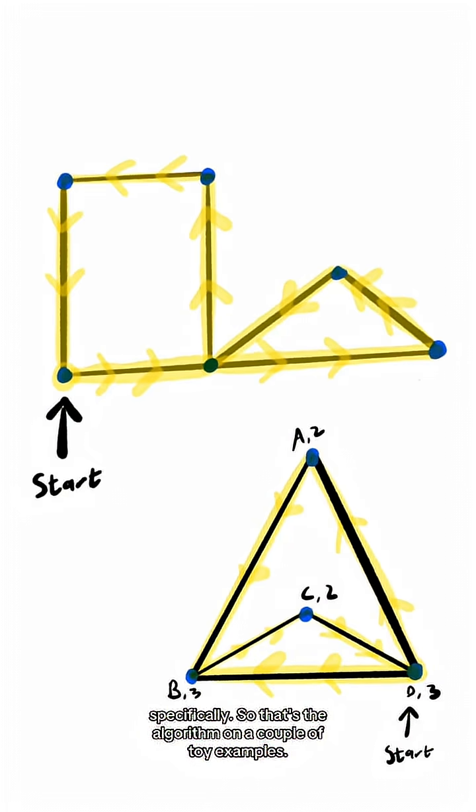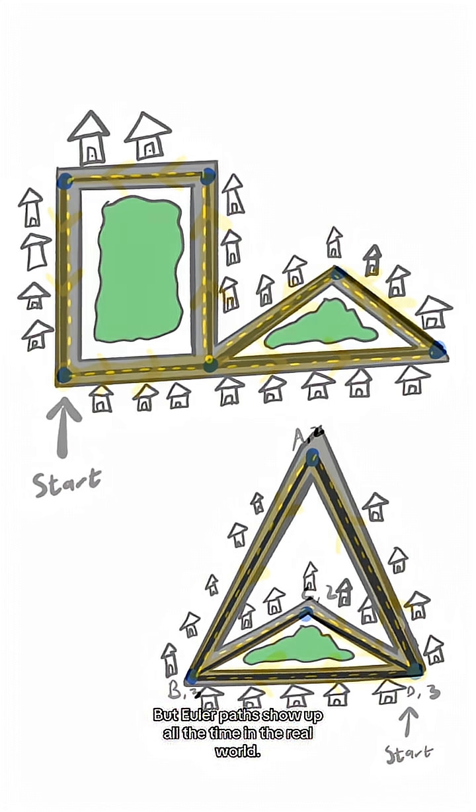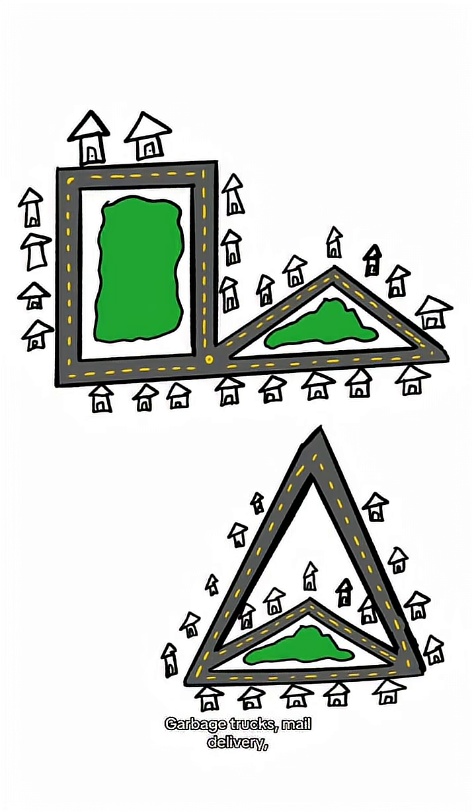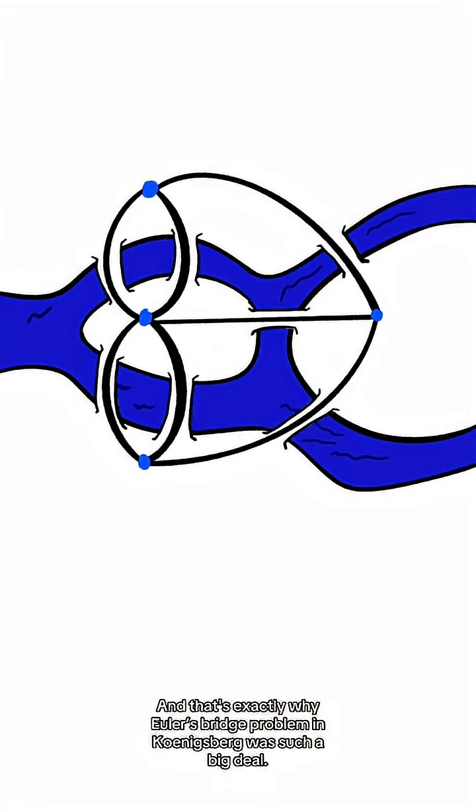So that's the algorithm on a couple of toy examples, but Euler paths show up all the time in the real world. Garbage trucks, mail delivery, snow plows, street sweepers, basically everything that needs to cover every street once without wasting time and fuel doubling back. And that's exactly why Euler's bridge problem in Königsberg was such a big deal.